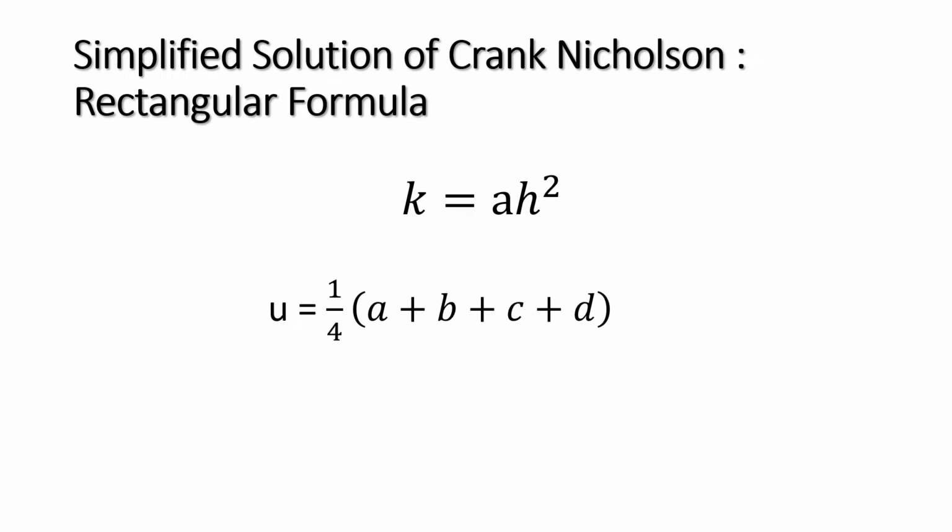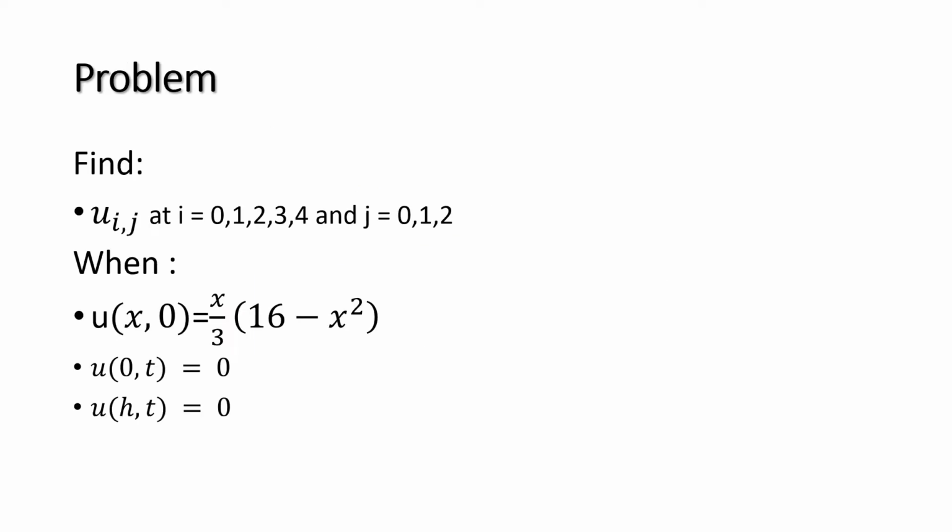And the Crank-Nicolson method proposes the formula, where k is equal to alpha squared. Now, how to apply this to solve the heat transfer equation through a rod? Let us explain it with the help of an example. Okay, let us see. This is the problem.